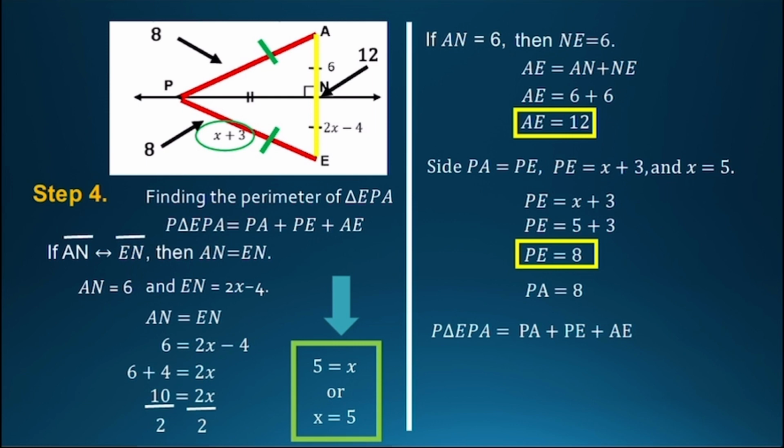Now, we can get now the perimeter of triangle EPA by substituting the value of our PA, PE, and AE. Again, the value of our PA is 8, the value of our PE is 8, and the value of our AE is 12. So therefore, the perimeter of triangle EPA is 28.